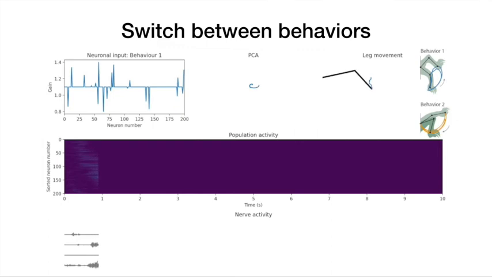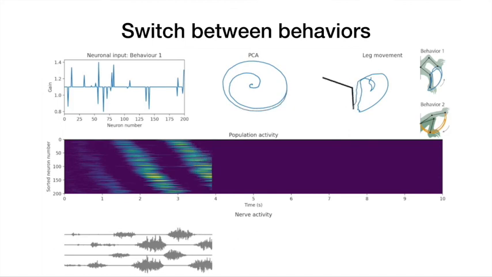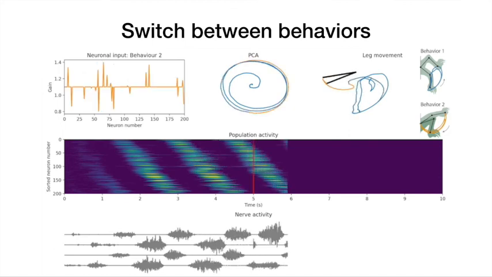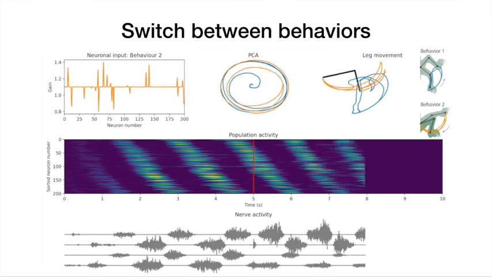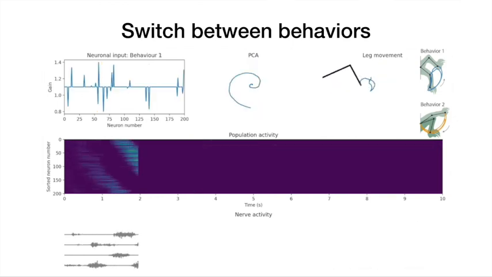The other thing that's interesting is that the sequential activity is more or less the same in both patterns, even though the motor output is distinctly different. So the rotational dynamics seem to be more or less conserved in the model across different behaviors, and it's also conserved in the experiments.